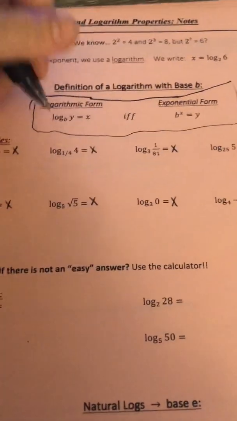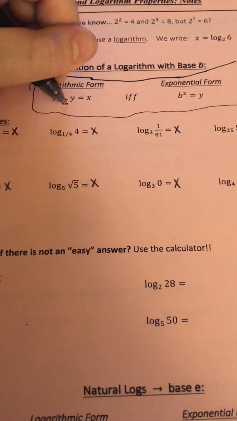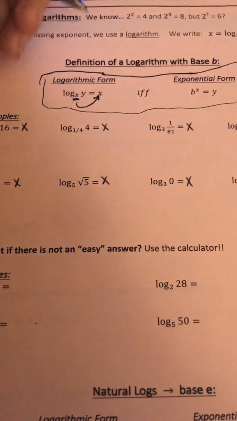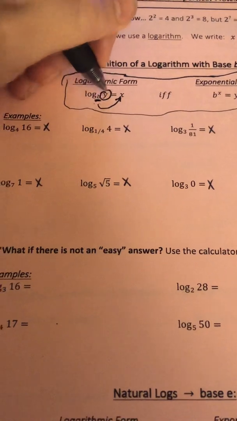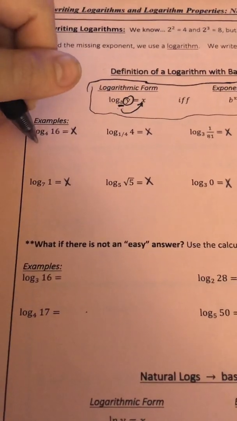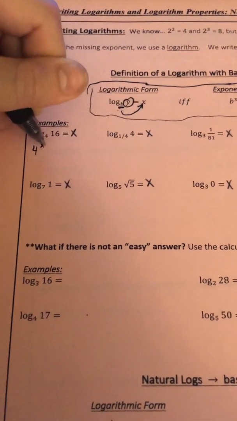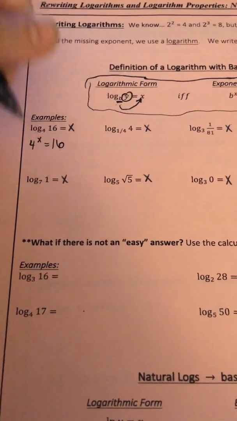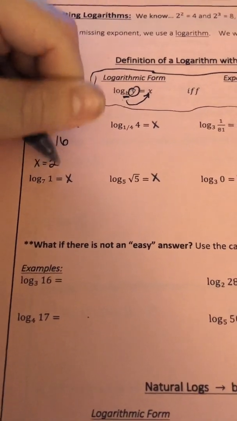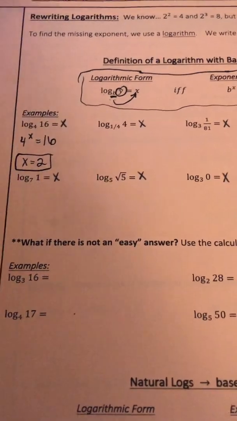So you're going to take whatever the base of the log is, and you're going to put it to the power of x and set it equal to whatever your whole number is. All right, so in this case, I would take 4 to the x is equal to 16. And we can do a little mental math here to know that x is going to be equal to 2 because 4 squared is going to be equal to 16.